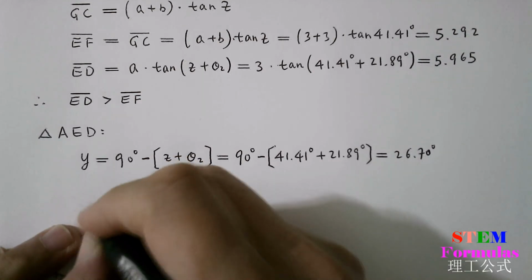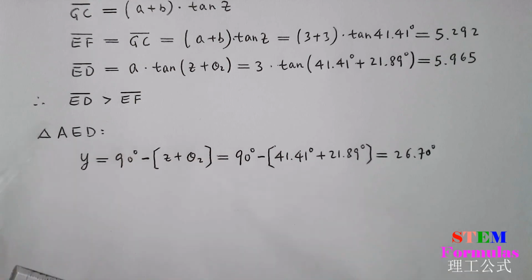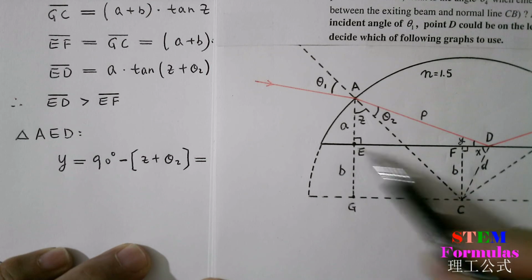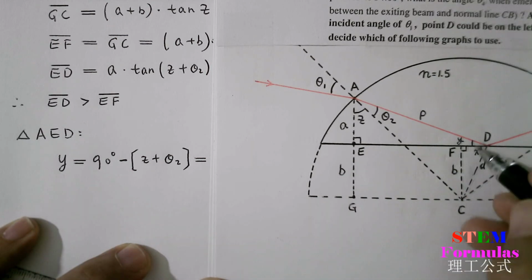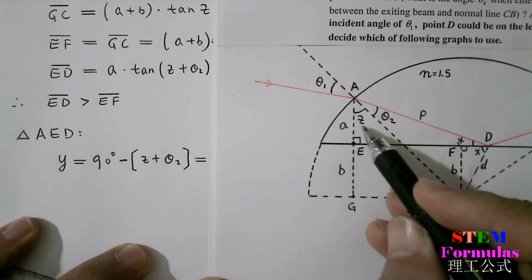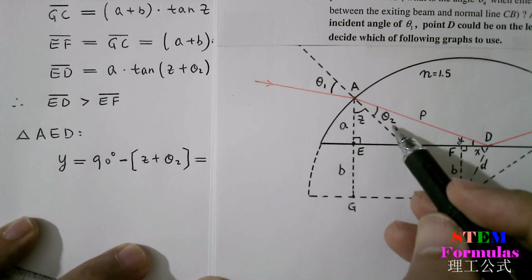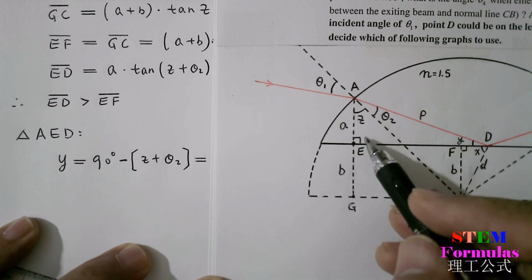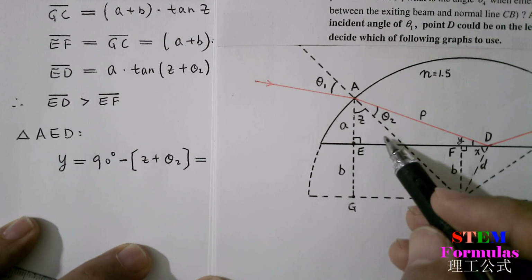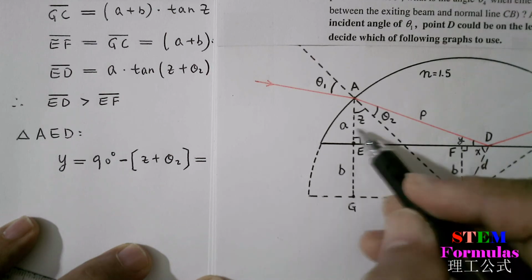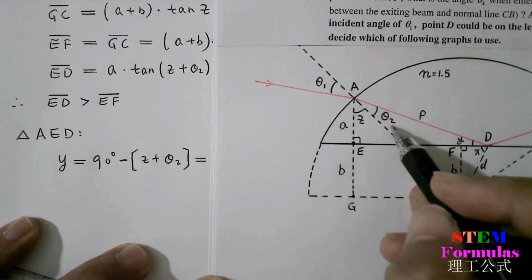And also, what we have here is triangle AED, this angle Y equal 180 degrees minus Z and minus C2, because the sum of all angles of a triangle equal 180 degrees. Therefore y equal 180 degrees minus z minus c2.